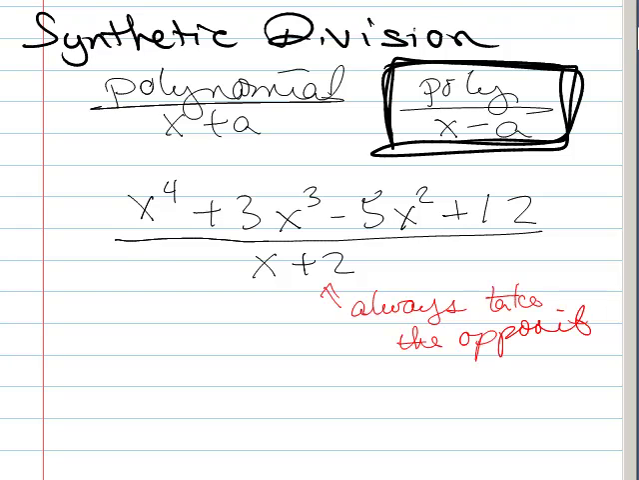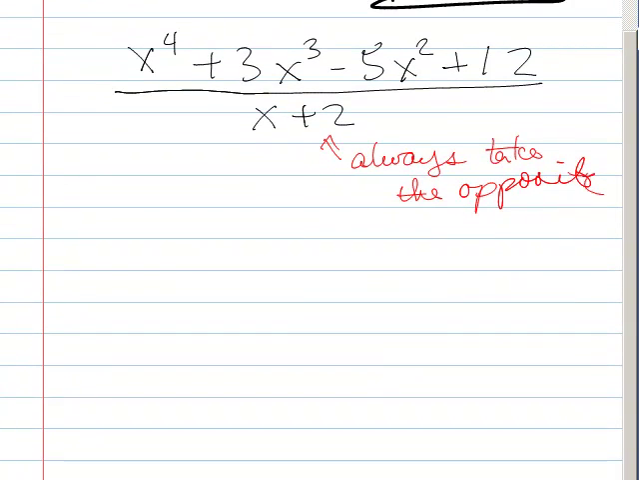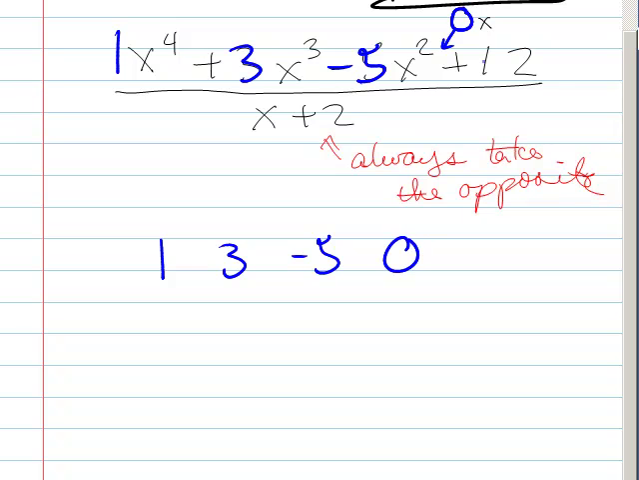So the first thing we're going to do is pull off our coefficients. For the x to the fourth, it's 1. Then we've got 3x cubed, minus 5x squared, and oops, we're missing a guy. It doesn't say, but we have a 0x right here. That's our placeholder, 0x. And then we have a 12.